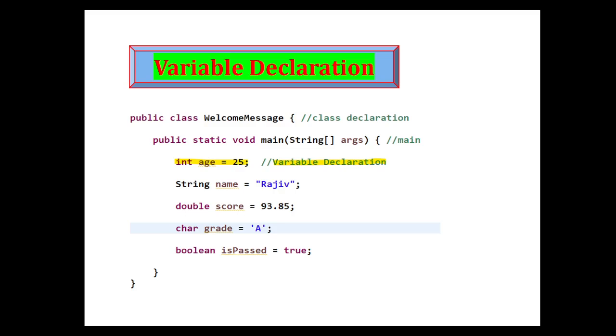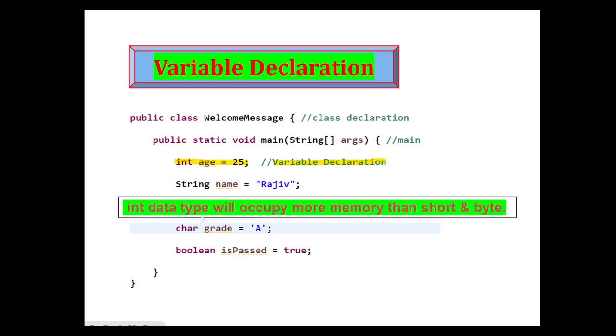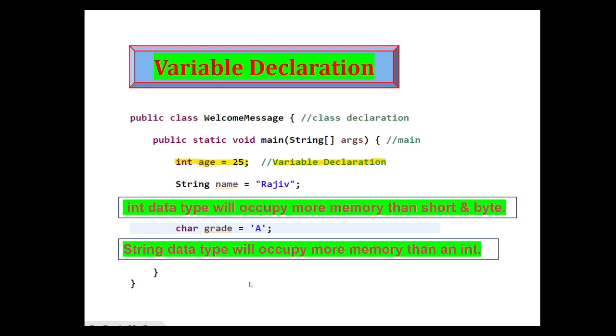So this is an example of different variables with different data types, and based on the data types, JVM will allocate the memory size for that particular data type. So memory size will differ as per the data type of the variable. For example, we can say integer data type will occupy more memory than the short or byte data type. Similarly, string data type will occupy more memory than an integer data type. So this is how the memory size will get allocated, and based on the data type there will be a variation in memory size.